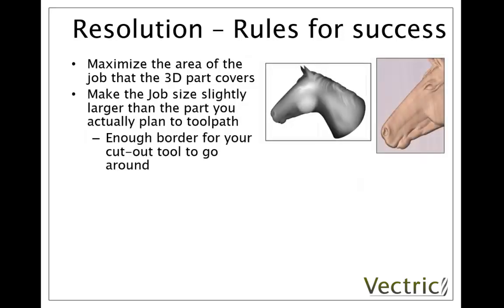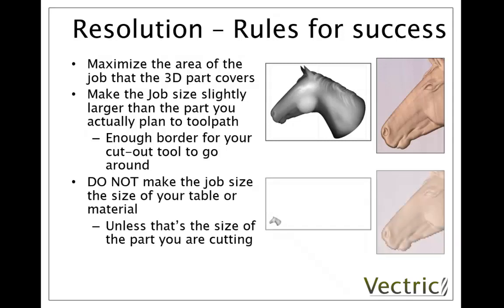So typically what you're going to do is make the job size slightly bigger than the part you actually plan to toolpath. And the reason it's got to be slightly larger is you need to leave a bit of a border in case you want room to do things like a cutout toolpath or to have position to clamp things down. So here you can see we've got a 3D model of a horse and the rectangle around that represents the job setup. What you don't want to do is make your job size the size of your table or your material unless that's the size of the part you're cutting.